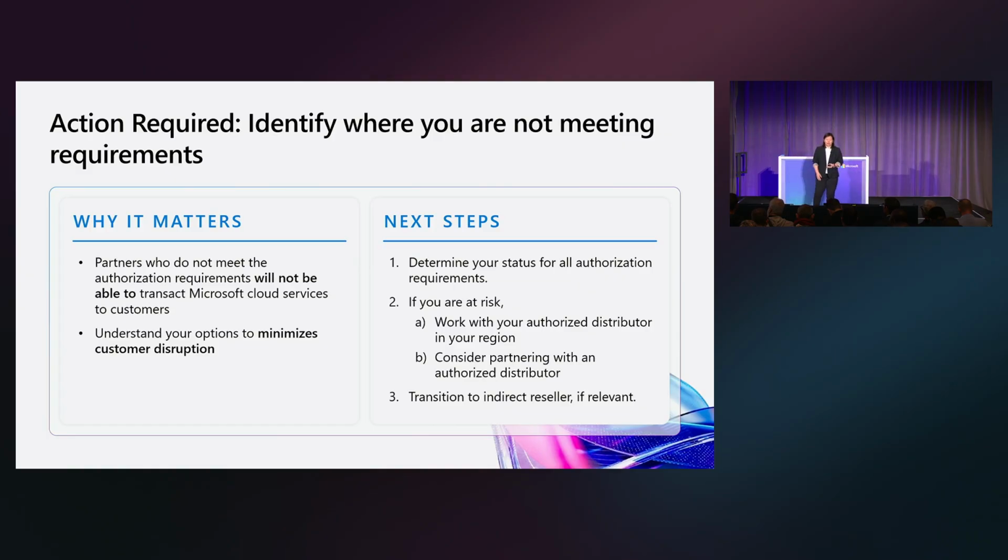Next steps, like I said, determine your status with all your authorization requirements. At risk, like I said, if you're a direct bill, consider having a conversation with the distributor. If you're a reseller, definitely talk to your distributor on how to achieve it. The bar is pretty low to stay authorized as a reseller. And then if you need to, transition to an indirect reseller model, okay?